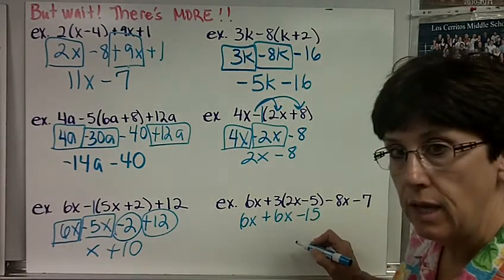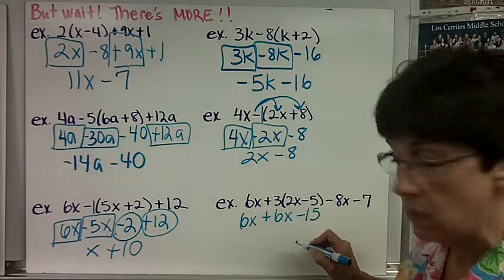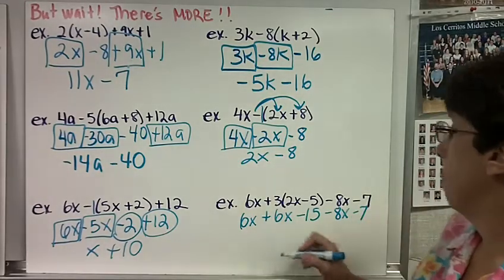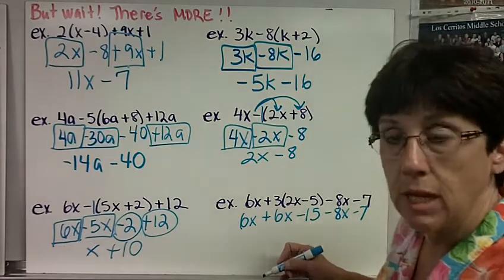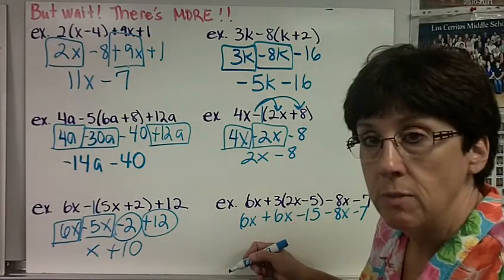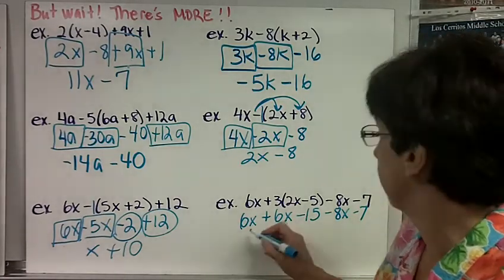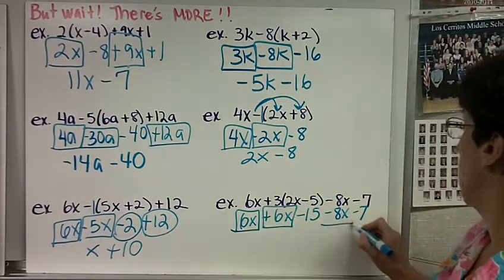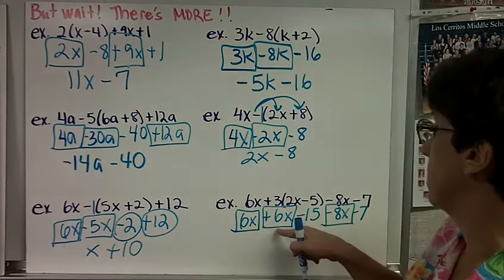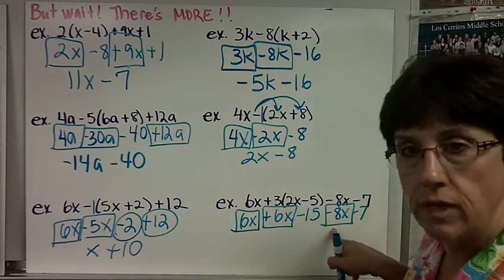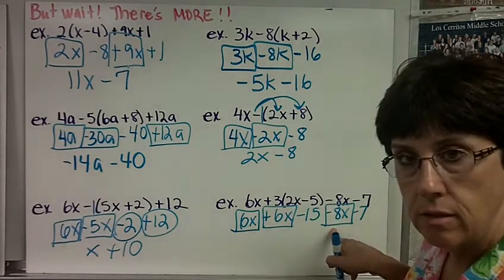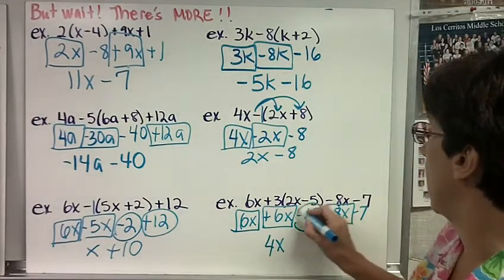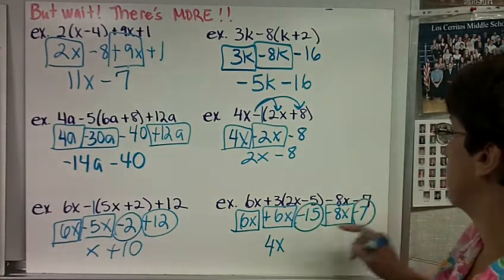Did you follow how I did that? I didn't tell you what I was doing, I just did it. Minus 8x minus 7. Now I need to box my like terms. Do I always box my like terms? Yes, I do. Here we go. So I have 6x plus 6x is 12x. 12x minus 8x, 4x.